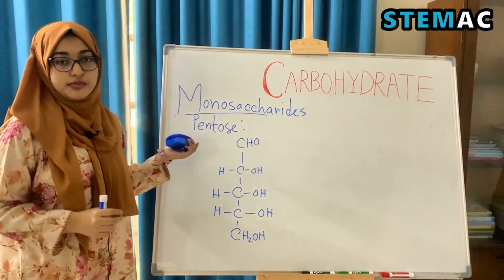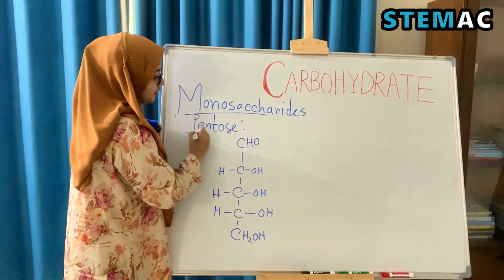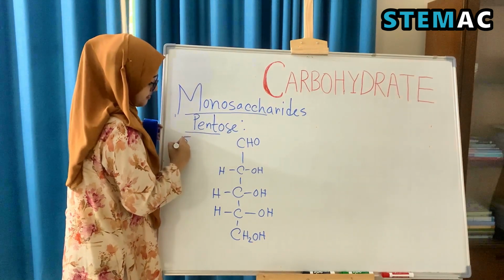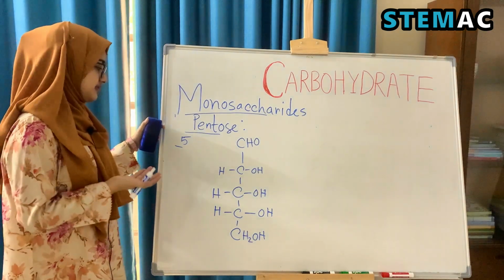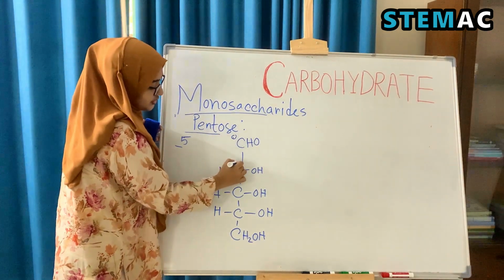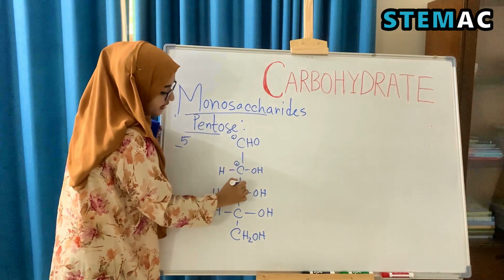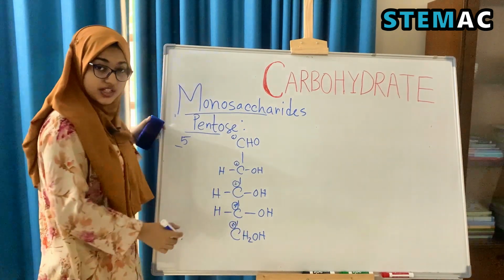Next, we are going to talk about a pentose, another example of a monosaccharide. So we know pent means 5, right? Penta. So it will have 5 carbons, as we have seen before. So we give 1, 2, 3, 4, and 5 carbons in the structure.